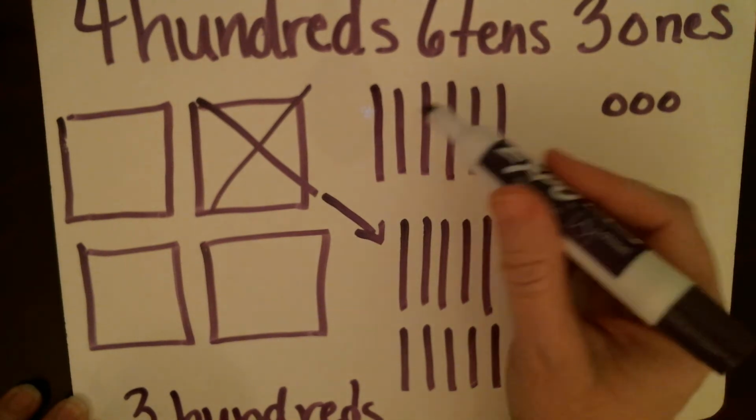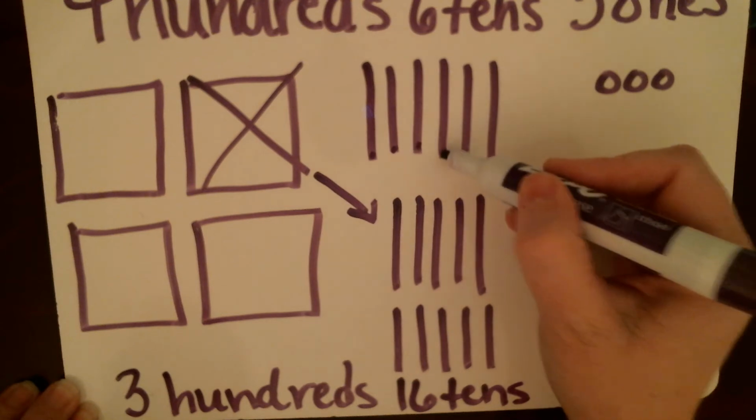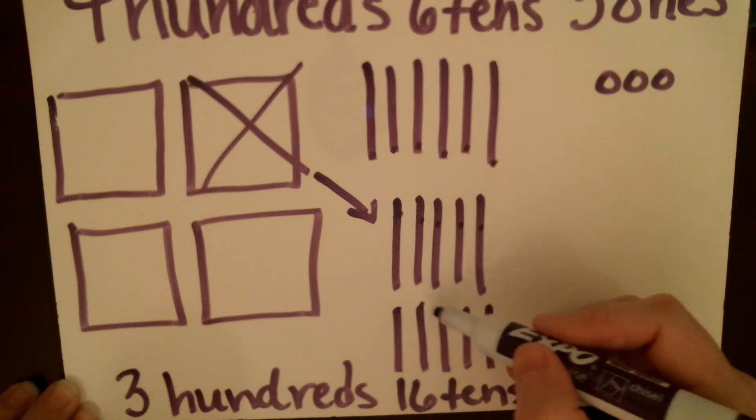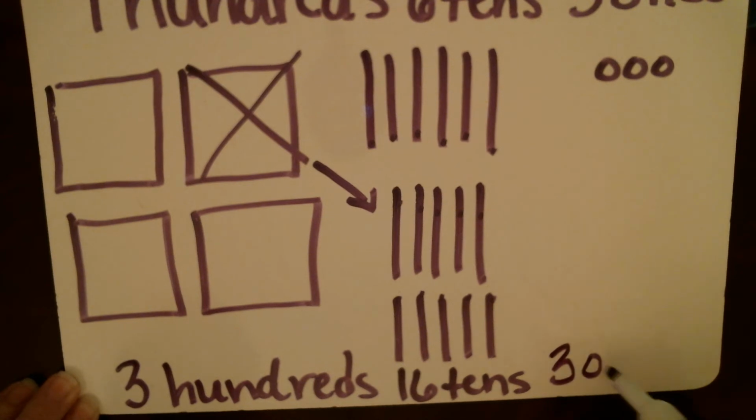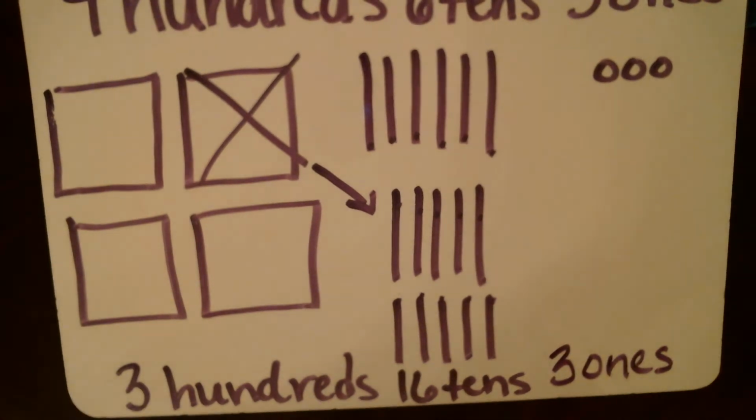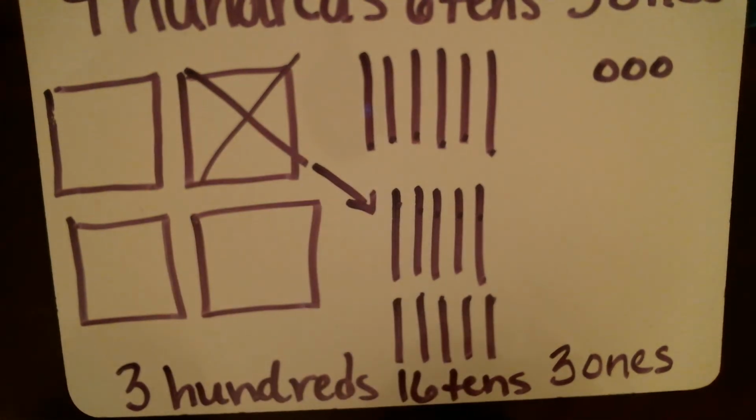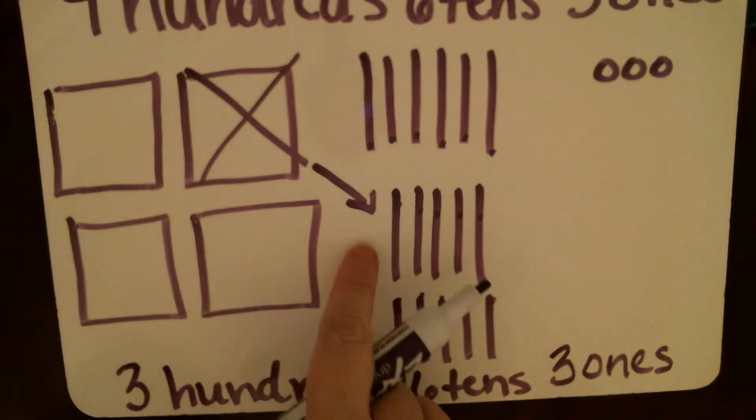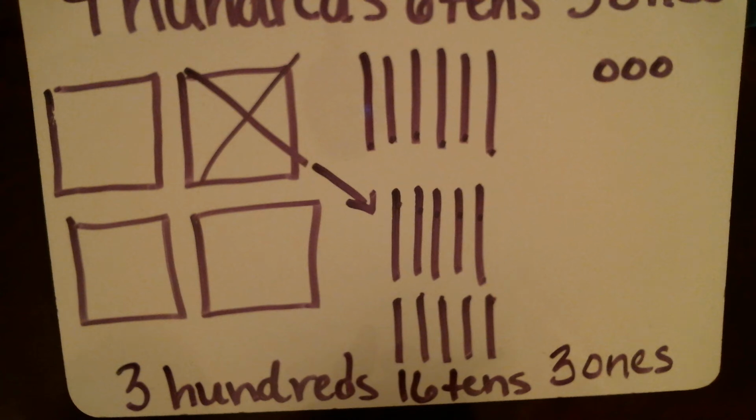And I now have the 6 tens plus my 10 tens. So I have 16 tens. Let's double check. 1, 2, 3, 4, 5, 6, 7, 8, 9, 10, 11, 12, 13, 14, 15, 16 tens. And I didn't touch my ones, so I still have 3 ones. All right. I still have the number 463. I just changed one of those hundreds into tens. I still have the same amount. I didn't take any away. I regrouped it. I moved it from here to there. I changed it from 100 back into the 10 tens.